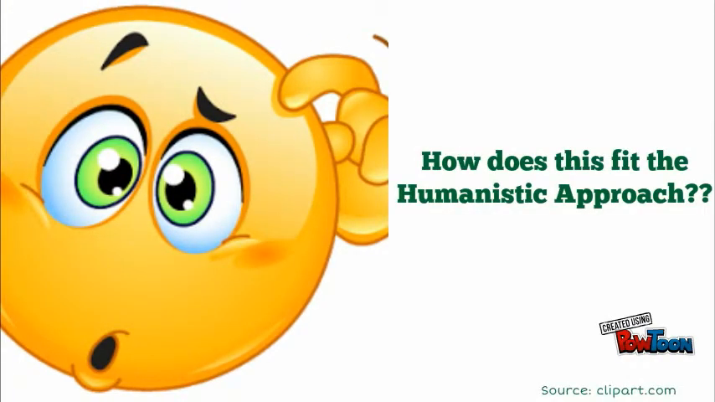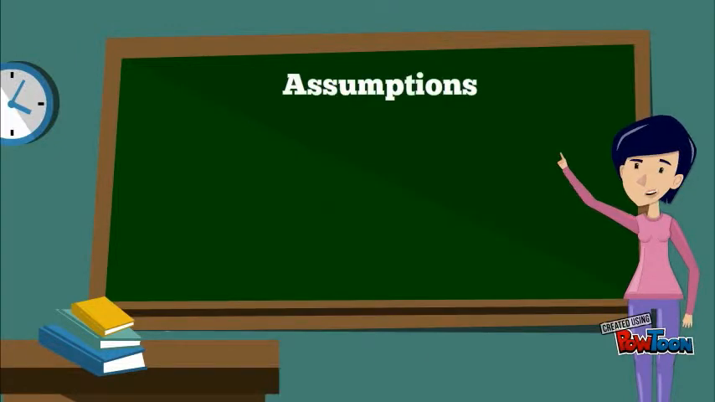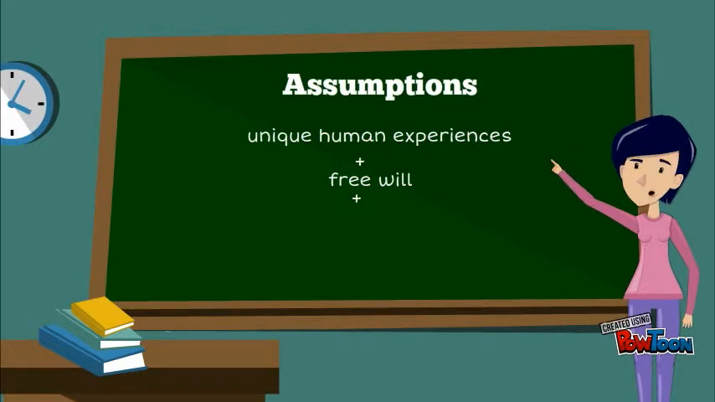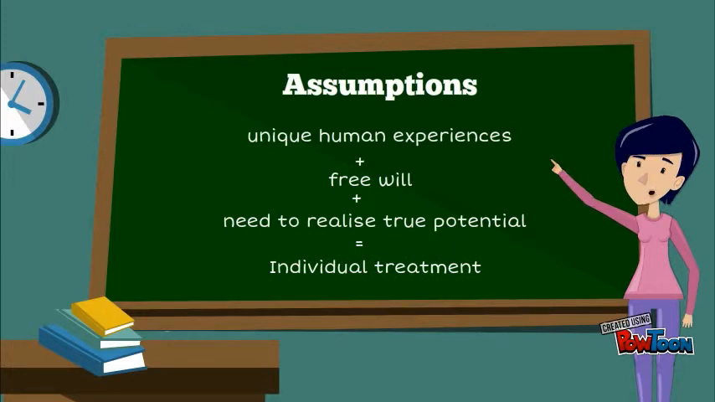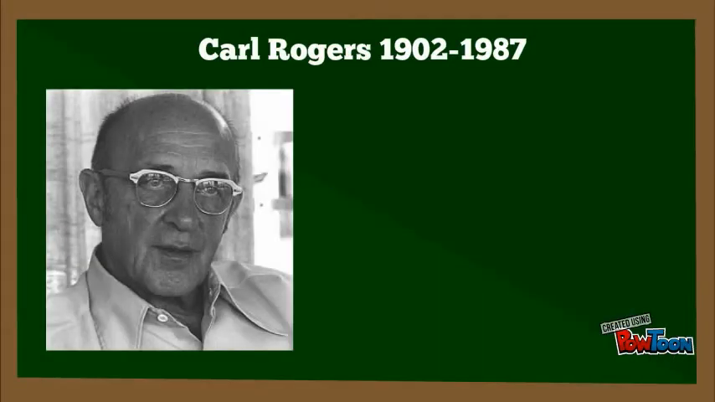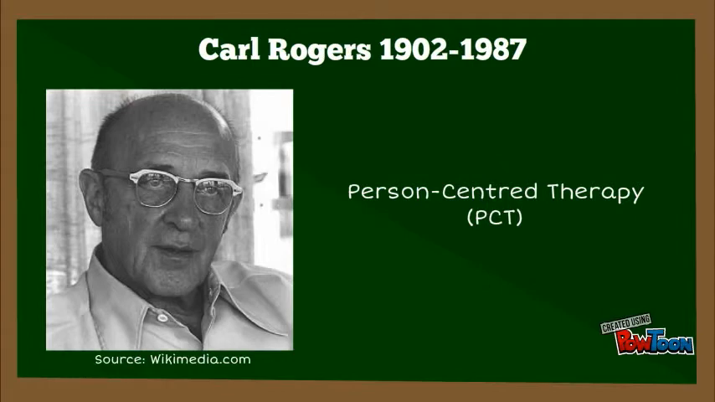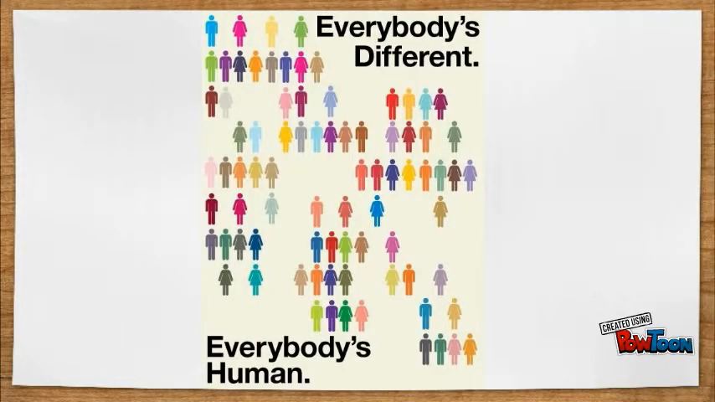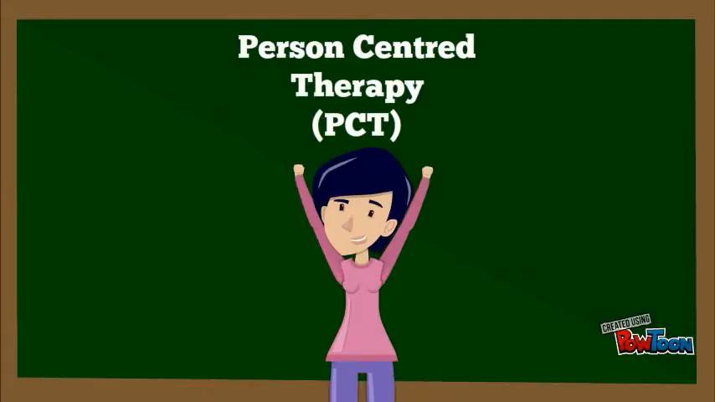Let's take a look. If we take the assumptions of this approach in that all humans have unique experiences, free will, and a need to realize their own true potential, then you would also have to assume the individuality of treatment. Enter leading psychologist Carl Rogers and his person-centered therapy approach. Rogers, understanding that no two people will experience anything in exactly the same way, saw the need for a more individualized account of human experience in order to effectively treat someone, for example, who suffers with a mental health disorder. And so PCT was born.